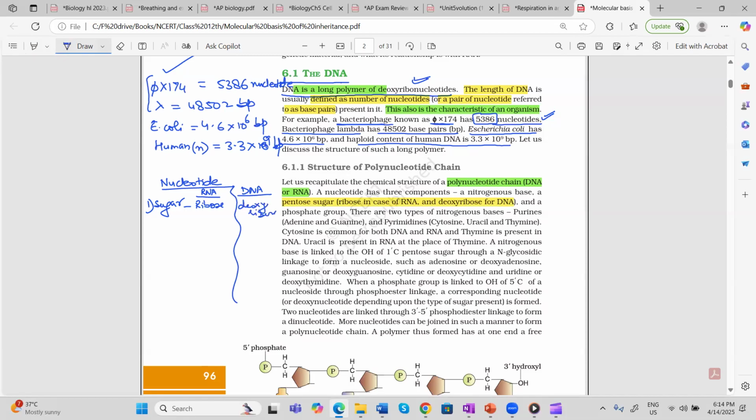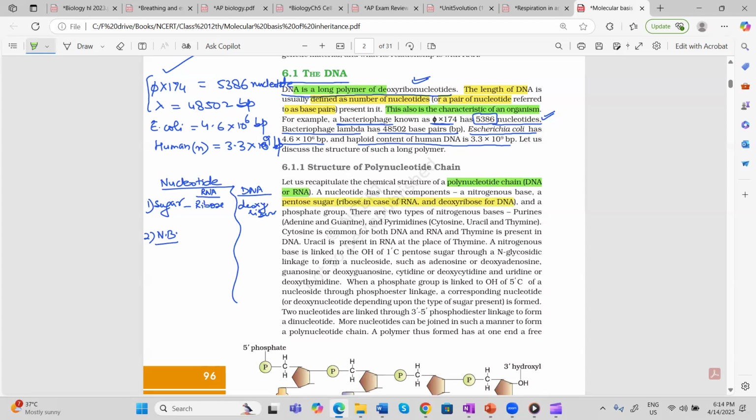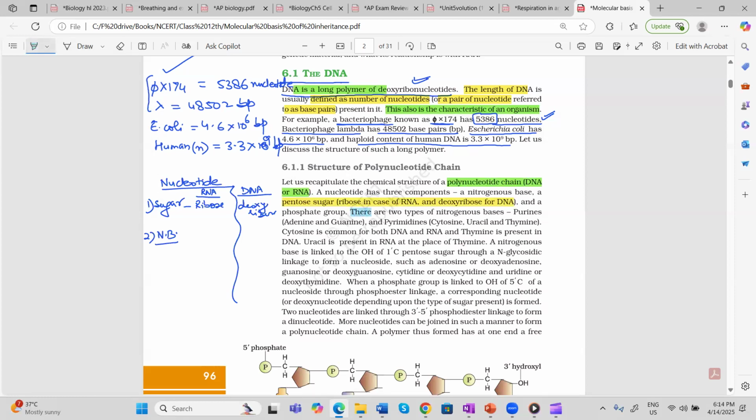Then second, nitrogenous bases. How many types of nitrogenous bases are there? There are two main types of nitrogenous bases, purine and pyrimidine. I'm using the blue color. See here. How many types of purine? Two types, adenine and guanine. And how many types of pyrimidine? Three types, cytosine, uracil, and thymine.